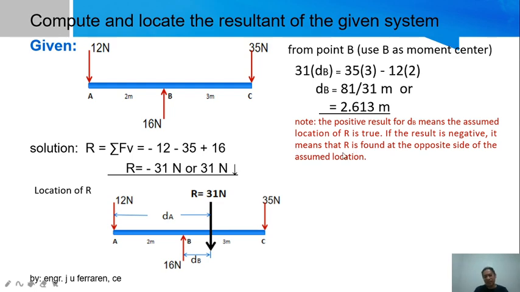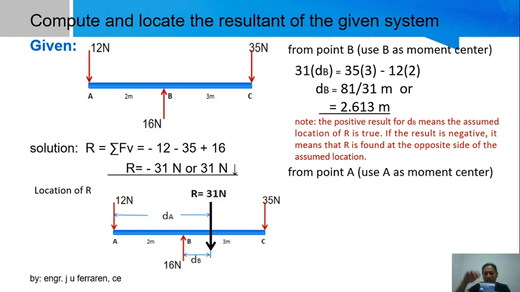Just to practice now, in the moment equation using another moment center, I tried to use A as my moment center. So, my reference is A. My distance that I'm interested in is dA. Now, the moment produced by your R is also the same moment produced by these components with respect to the same moment center A. Again, my A is here, and if my A is here, then my force is here, which is my R. And that's clockwise. So, clockwise is positive.